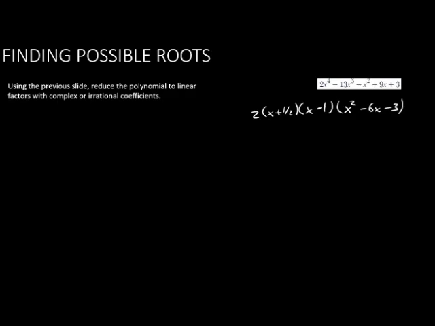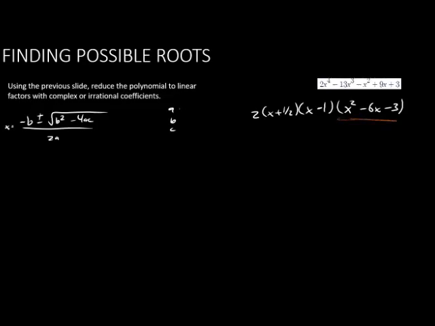Here we have the factored form of our polynomial from the previous video, and we will now change the irreducible quadratic factor into two linear factors. To do so, we'll start from the quadratic formula. The quadratic formula says negative b plus or minus root b squared minus 4ac divided by 2a will give us our values of x. We'll need to get a, b, and c from the irreducible quadratic piece.